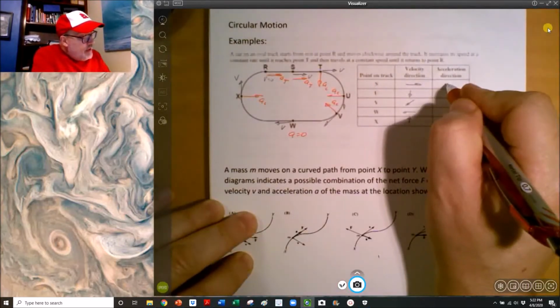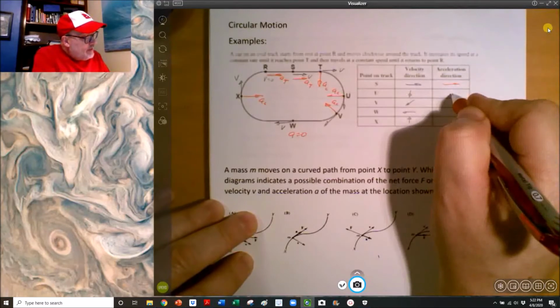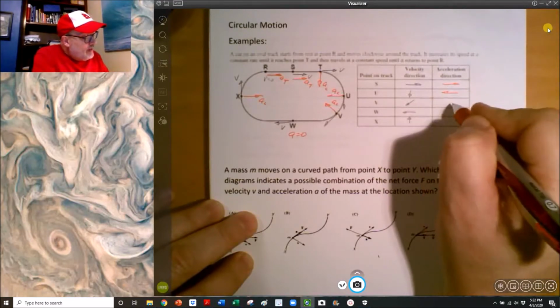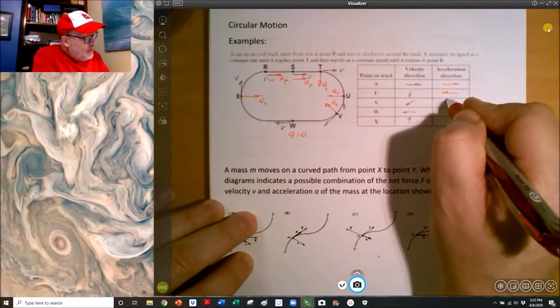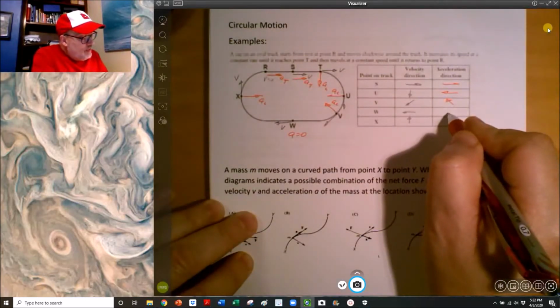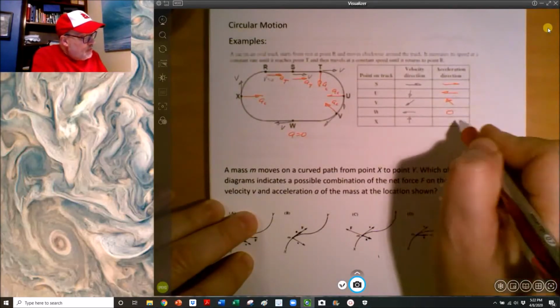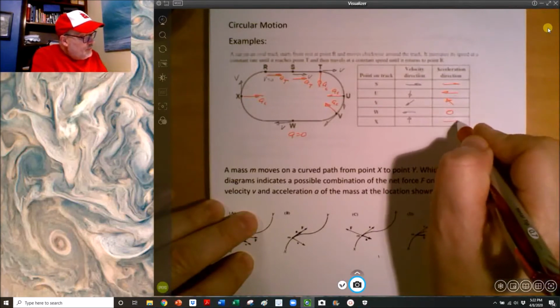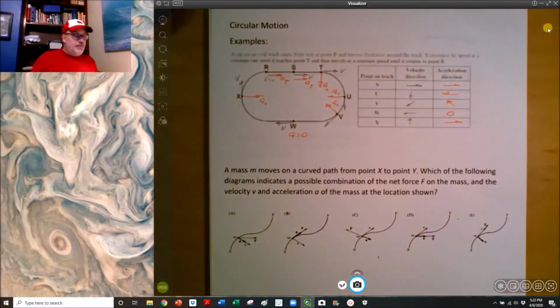So let's see. At S, we're to the right. At U, we're to the left. At V, we're up and to the right. At W, we have 0. And then at X, we're to the right. There we go. That's our first one.